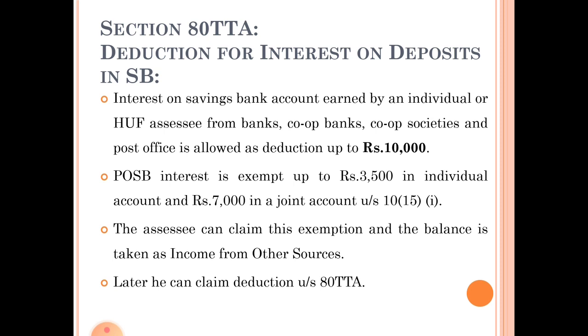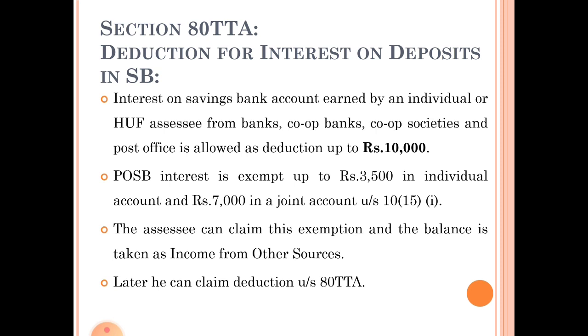Here, post office savings bank account interest is exempt up to 3,500 in an individual account and rupees 7,000 in a joint account under section 10(15)(i). Here the assessee can claim this exemption and the balance is taken as income from other sources.